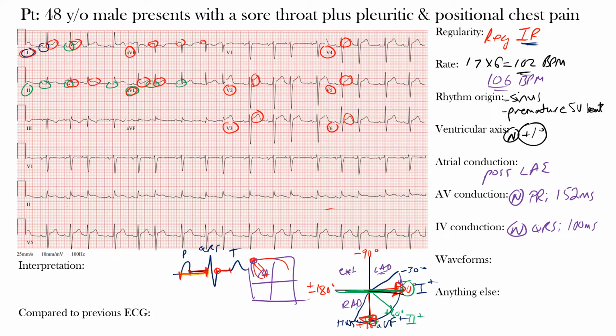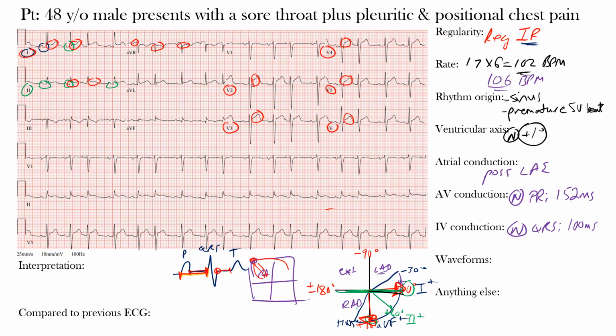And then if you look at AVR, you can actually see some ST depression. So let's erase that here. In AVR, we said that we saw some PR elevation, and you can also see some ST depression there. These are characteristic changes of something that we'll discuss shortly.